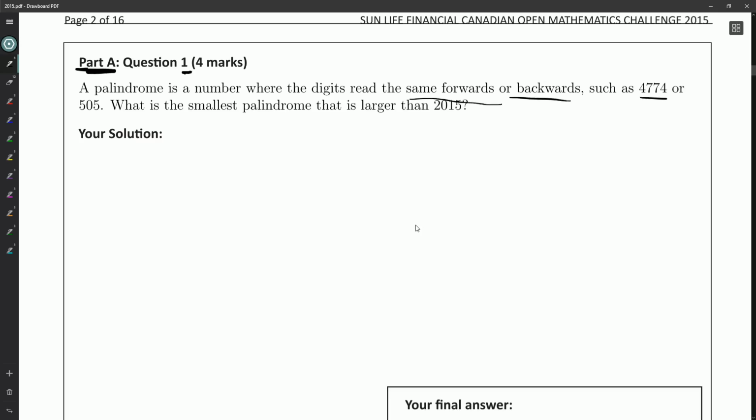Okay, so a palindrome is a number where the digits read the same forwards or backwards, such as 4774 or 505, because if I list the numbers out, 4774, and if I went backwards, 4774, I've said the same exact thing twice. For example, here, 2015, not a palindrome because it would go 2015, but read backwards it would go 5102, not the same thing. Okay, so we're being asked, what's the smallest palindrome that is larger than 2015?